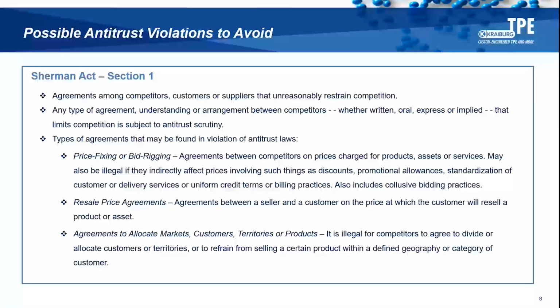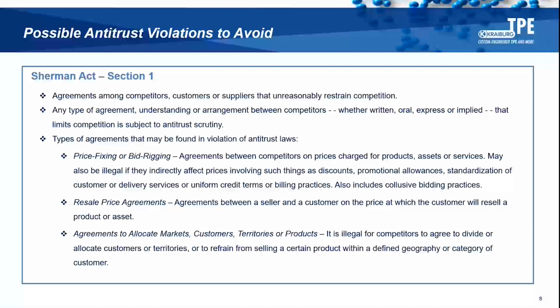Specifically, back to the Sherman Act, the foundation for the antitrust legal compliance is based on agreements among competitors, customers, or suppliers that unreasonably restrain competition. Any type of agreement, understanding, or an arrangement between competitors, whether it's written, oral, express, or implied, that limits competition is subject to antitrust scrutiny by the federal government.